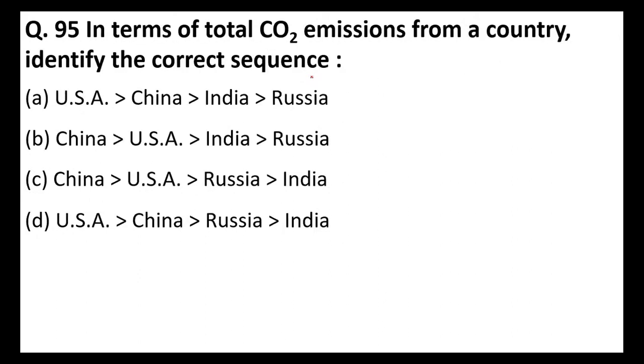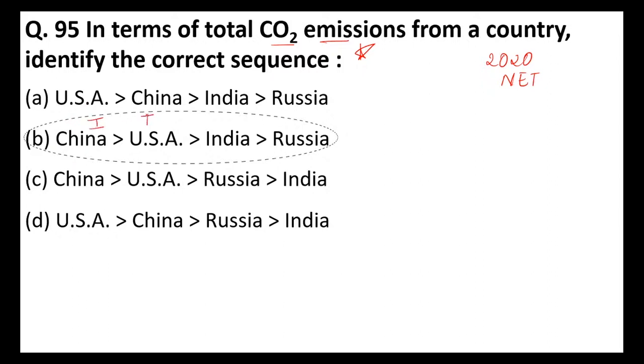In terms of total CO2 emissions from a country, identify the correct sequence. So this is a very important question. CO2 emission questions have been asked a couple of times in 2020 UGC NET, in September and October. We know that China emits the most. So number one is China, then United States emits on the second number. Then third we have India, and fourth is Russia. So total CO2 emission from a country, the order is China, US, India, Russia. Very important question.